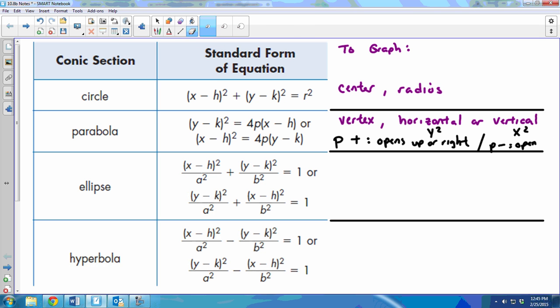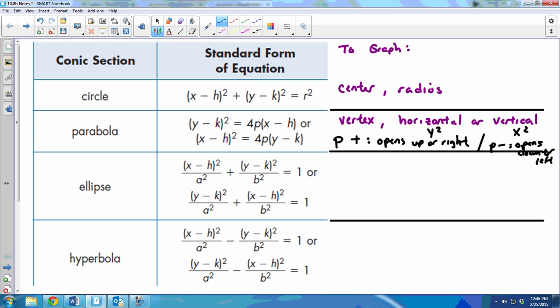You need to know the general shape to graph the parabola. So you need to know where the vertex is, what direction it's going, if it's vertical or horizontal, right? Which way is it opening? We okay with that? We'll work on some of those today.